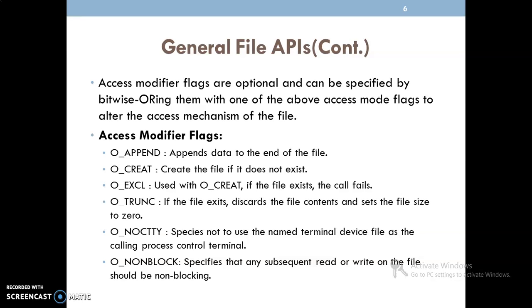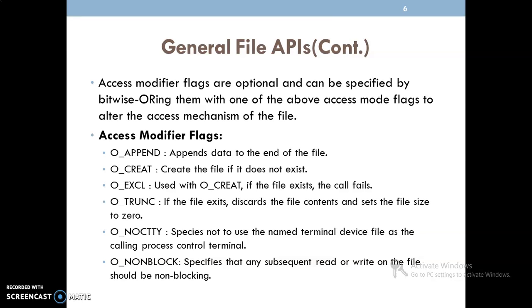Next, O_TRUNC. If the file exists, discard the file and set the file size to 0. Means already by default the file size is, say for example, 20 KB, 30 KB. If it has a certain file size, then to make it 0, it will automatically set it to 0 if I use the O_TRUNC flag.